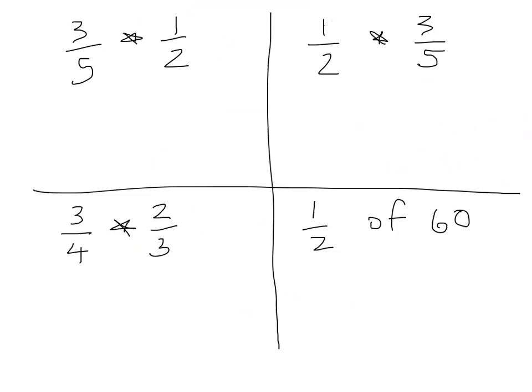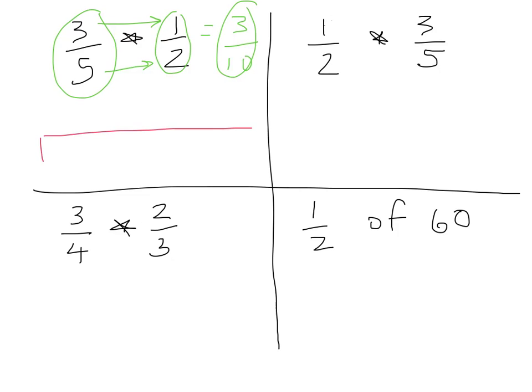Taking what we've seen on the last slide, all I'm going to do is multiply straight across. 3 times 1 is 3, 5 times 2 is 10. So 1/2 of 3/5 is the same thing as 3/10. I'm going to put this in a picture just because I feel like this is so awesome. So if I have 1, 2, 3, 4, 5 sections, and I start out with 3/5 and I'm only going to take half of that, then I'd have to divide this all into smaller pieces.